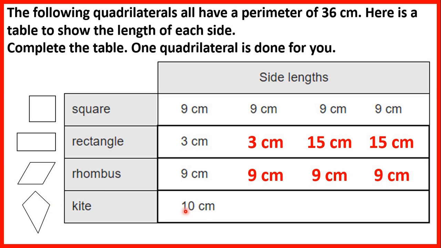So if one length is 10 centimeters, another will need to be 10 centimeters as well. That gives us 20 centimeters, so we need another 16 centimeters between these two sides to make a perimeter of 36. And 16 divided by 2 is 8, so our other two sides are both 8 centimeters.